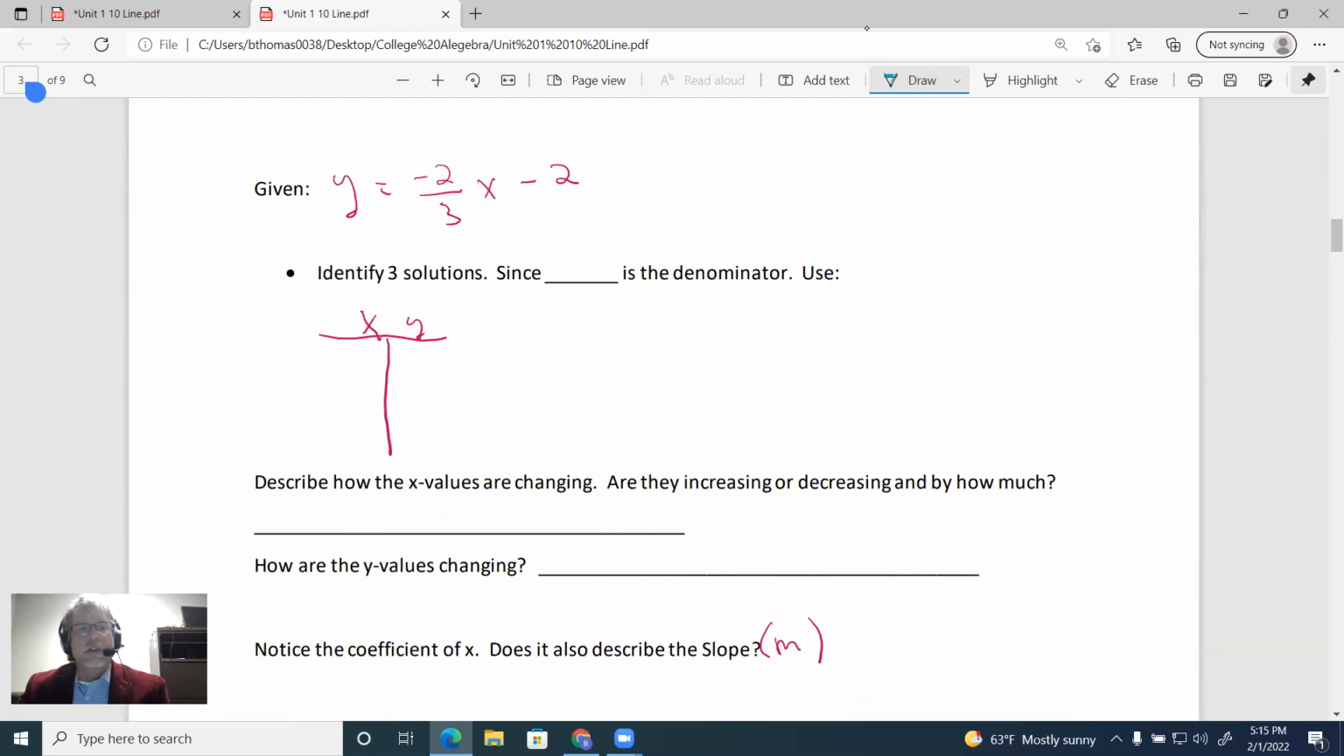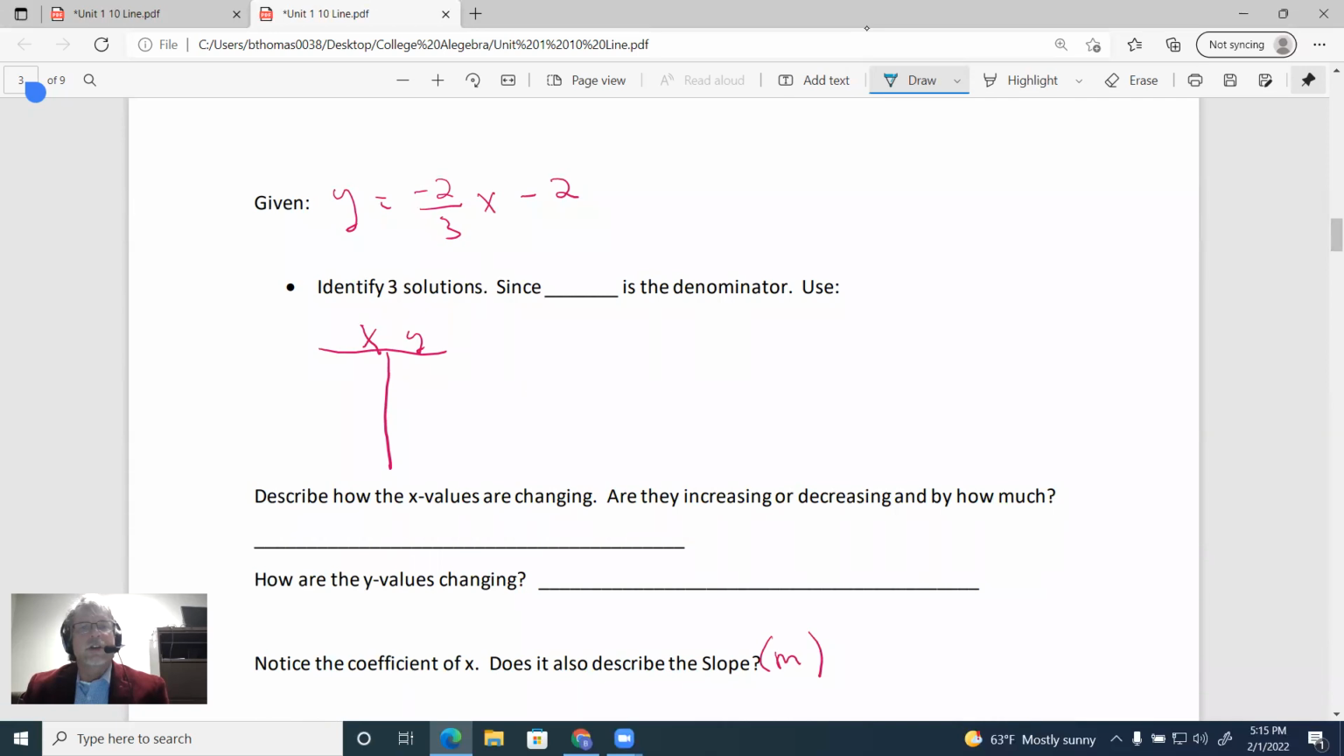So if I look at the equation y equals -2/3 x minus 2, we want to identify 3 solutions. Now, notice since 3 is our denominator, we want to use values that can be divided by 3. So 0 is still a good choice here. It's still going to make this math pretty easy. So I have y equals -2/3 times 0 minus 2. So that's still 0 minus 2, which is still just going to give us a -2. So 0 went in, -2 came out, input, output.